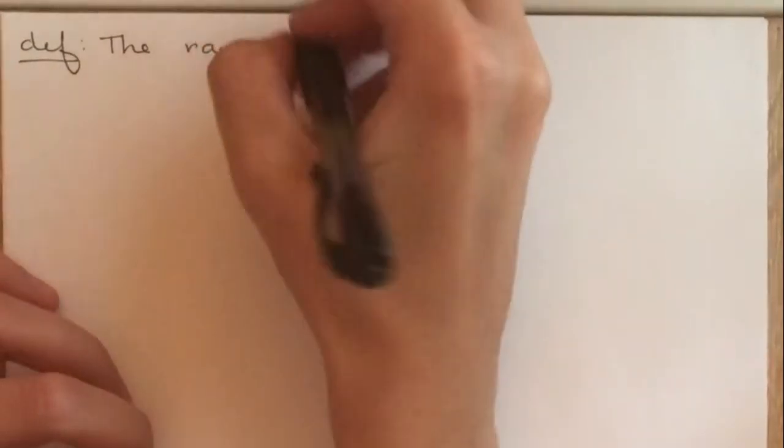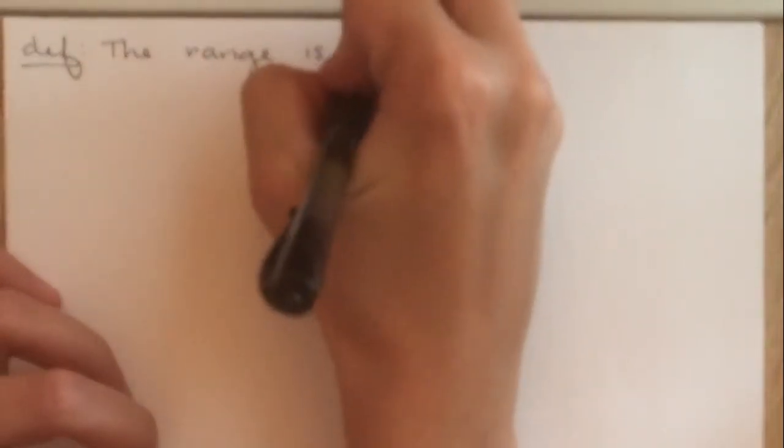Definition. The range is all values that are output of the function.